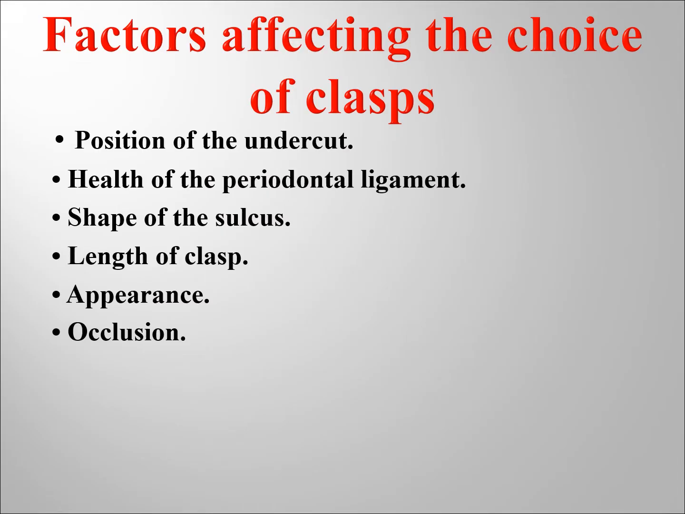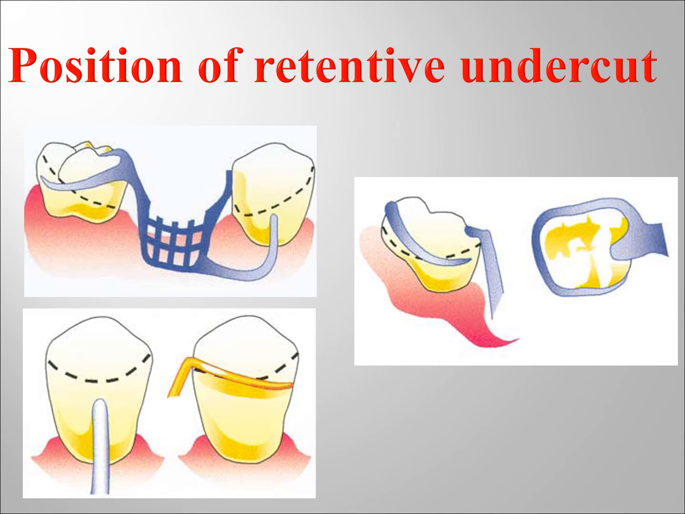Now there are several factors that affect your choice of a clasp. You saw we have types, and when you design the partial denture, you have to decide which type of clasps you should be using. The most important factor is the position of the undercut, also health of the periodontal ligament, shape of the sulcus, length of the clasp, appearance, and position of the undercut.